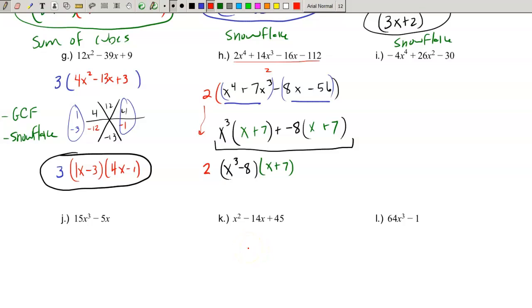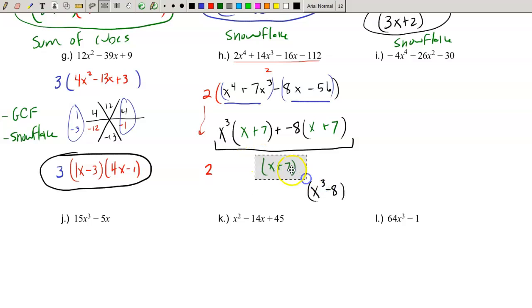So this is a tricky one because there's more to do, right? Clearly I can't factor 2 anymore. I can't factor x plus 7 anymore. But can I do more to this? Can I factor x cubed minus 8? Yes, you can. X cubed minus 8 is the difference of cubes, right? So I have the difference of cubes there, and so I'm going to take this as a separate problem.